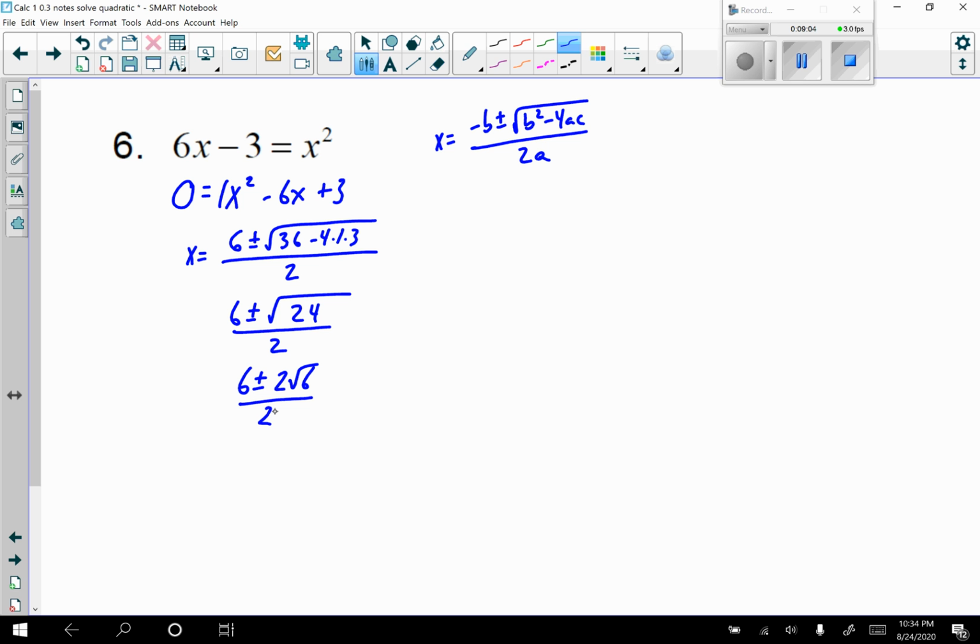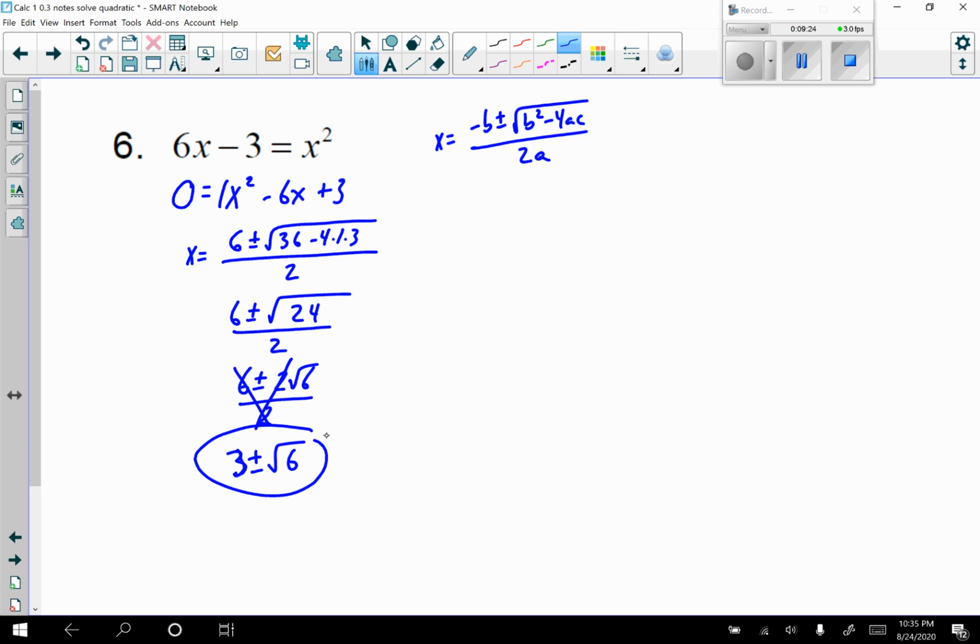And when you divide, you've got to divide both pieces. Don't divide this 6 by 2 first and just leave the 24. You also can't divide the 24 by 2. It's in a root. So we're in a radical. Now we can reduce both of these and get 3 plus or minus square root of 6. So that's one way to answer this problem.